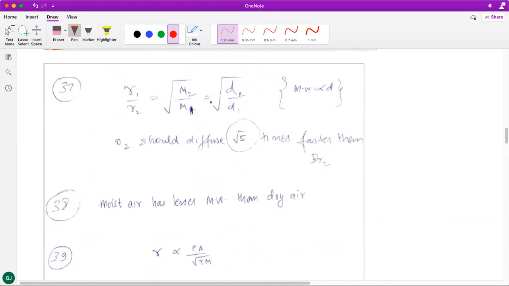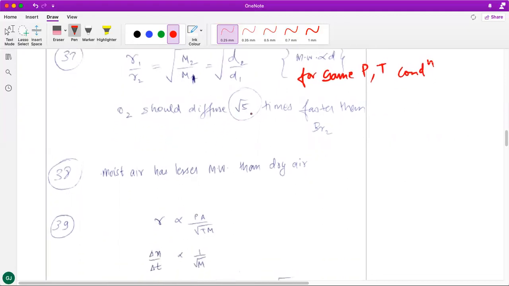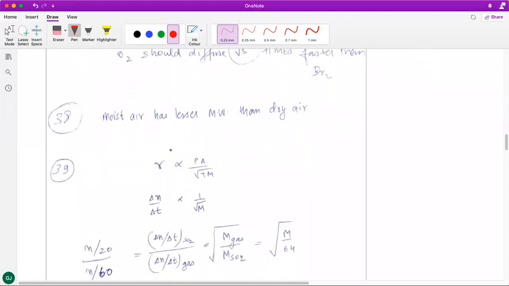Then 37th question, in this the density data is given, and since molecular weight and density are proportional to each other for same pressure and temperature conditions, we can write the rate of diffusion in terms of the density also. So the ratio will become equal to root d2 by d1. So O2 gas should diffuse root 5 times faster than Br2 gas.